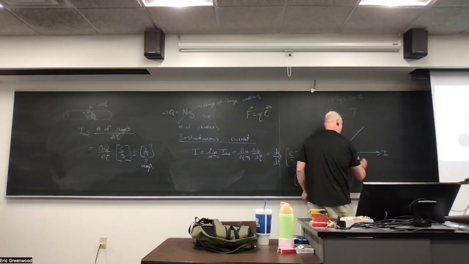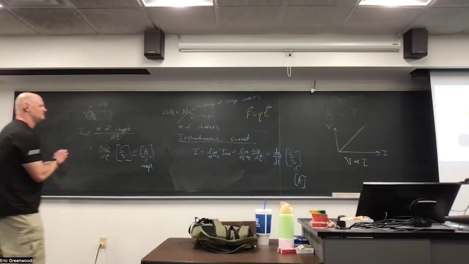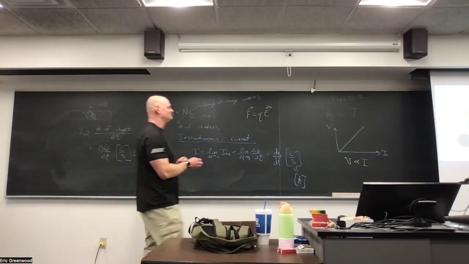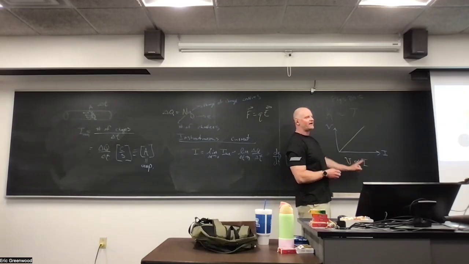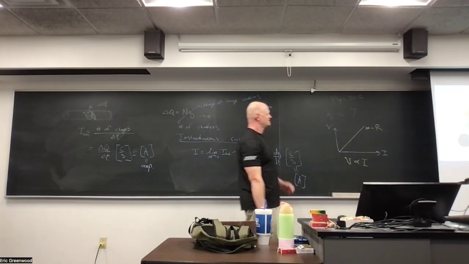So the amount of potential is proportional to the current. As I increase the current, I increase the potential linearly, and if I increase the potential, I also increase the current linearly. Okay? The slope of this line is what's known as the resistance.